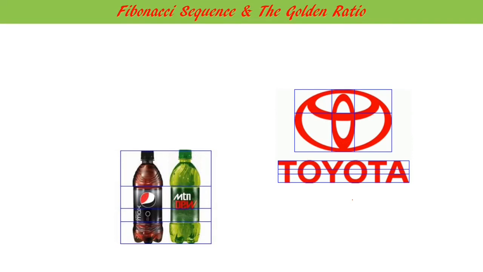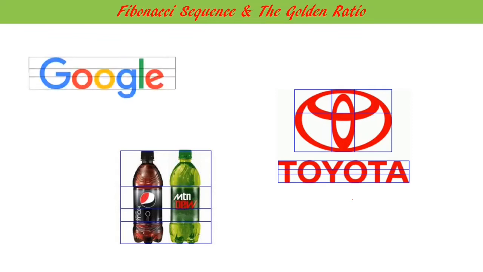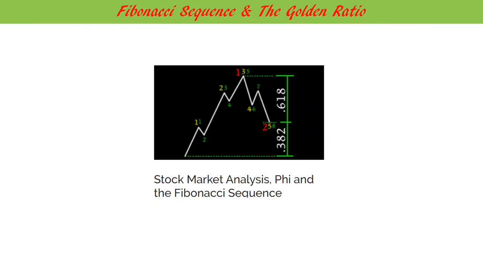Pepsi bottles, Mountain Dew bottles, virtually every bottle you see of soda today, the design and creation of it is based on the golden ratio. And maybe the most famous brand of all, Google. The design of the Google logo has been designed around this golden ratio. It's also used in business.